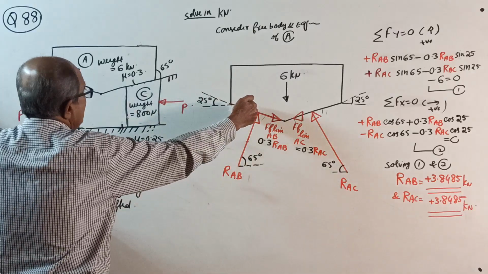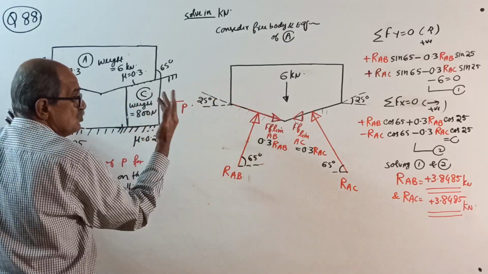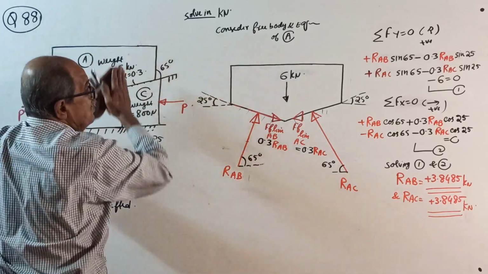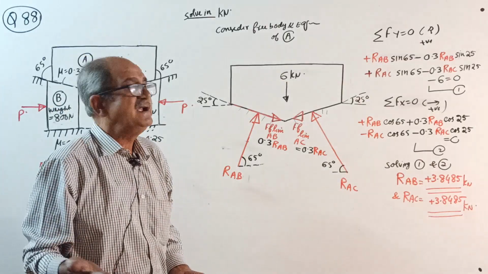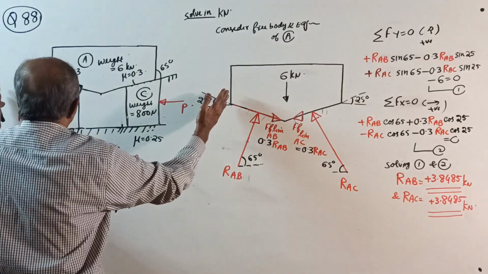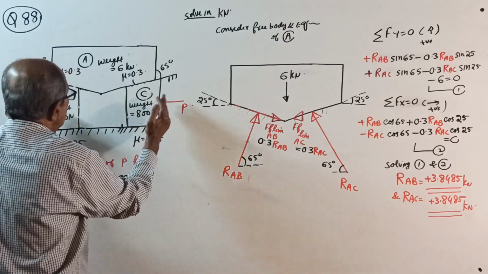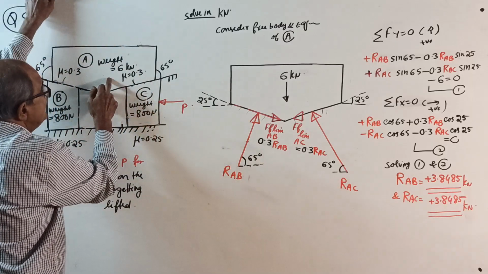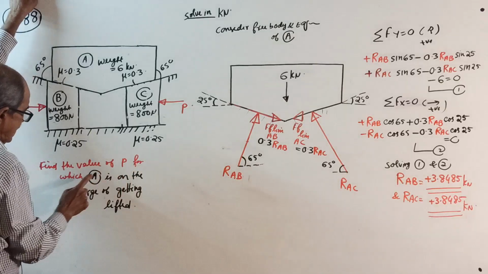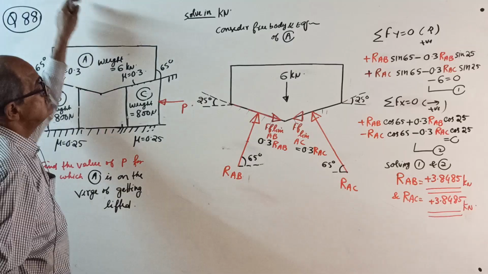Now, see what they want: they are applying P from either side. As you apply P here, tell what happens. Common sense: surely this block will slowly get lifted up, because you have some arrangement. You can't apply P both ways. If you apply P this way, these two will move inwards, and as a result this will get lifted. So find the value of P for which A is on the verge of getting lifted; that is the question.